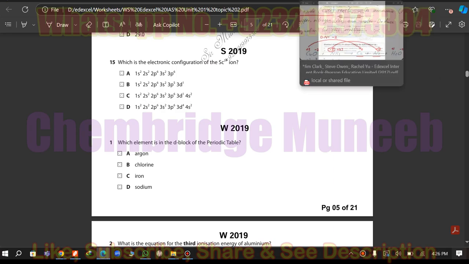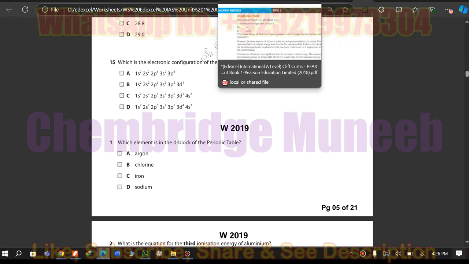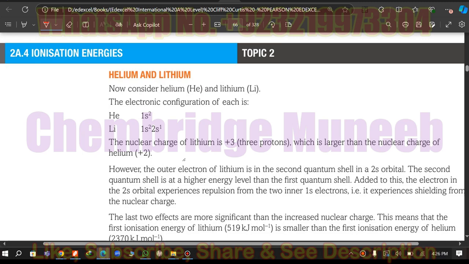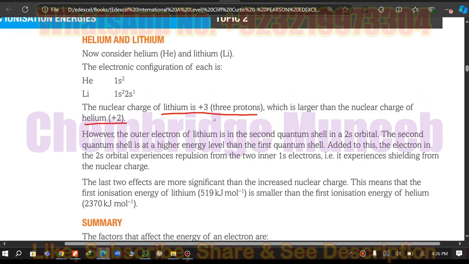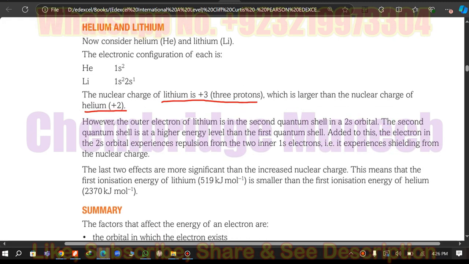So while moving from helium to lithium, lithium has three protons, or in other words a 3 plus charge, and helium has a 2 plus nuclear charge. But the electron to be removed from lithium is from the second quantum shell. This second shell is present at a higher energy level. You have different ways to express this. Why will ionization energy be lesser? Because the electron is present in the second shell, which has a higher energy.